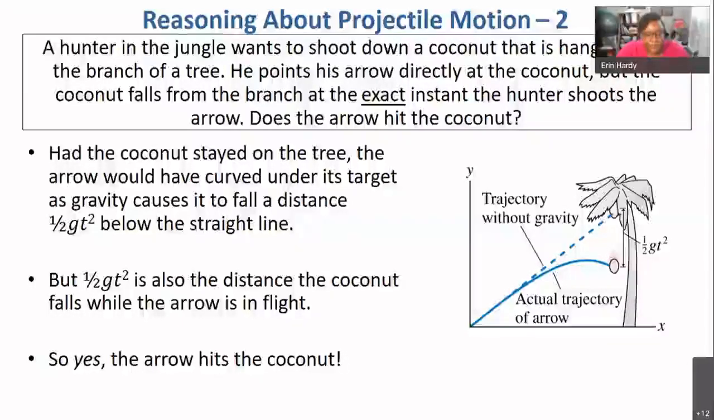Right. So the time would be the only thing that changes then. Mhm. Gotcha. And that's consistent with what we say here, because time is a variable here, and it's 1/2 gt squared. That's a constant, and then just time is the variable. Right. But it's going to be the same time for the arrow as you see for the coconut.